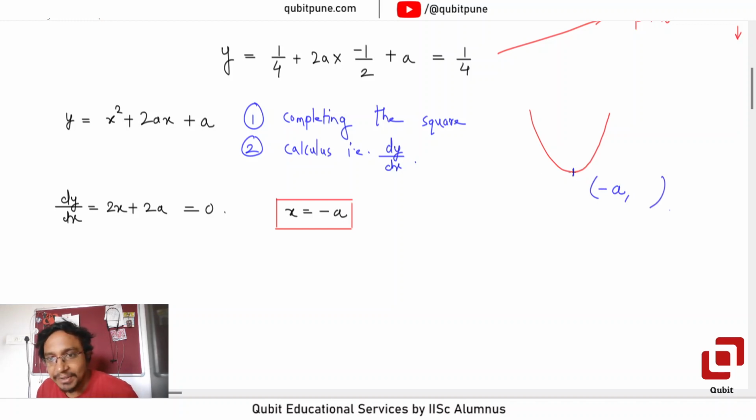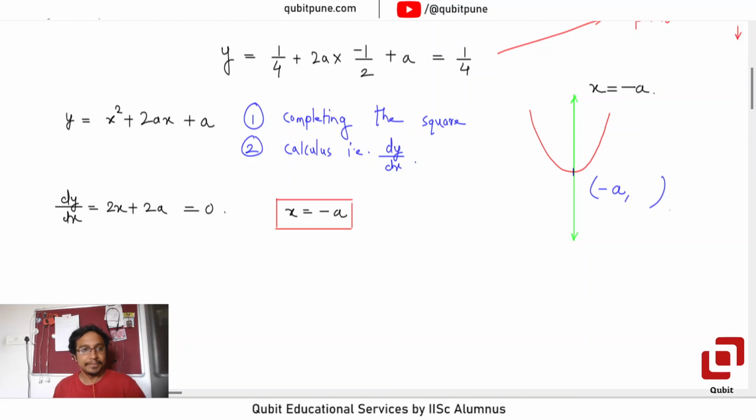Please raise your hands if you understand that. See, this is not the y-axis, by the way. The green line that I have drawn is not the y-axis. It will be the y-axis only when a is equal to 0. Fine. So this is x equal to negative a.